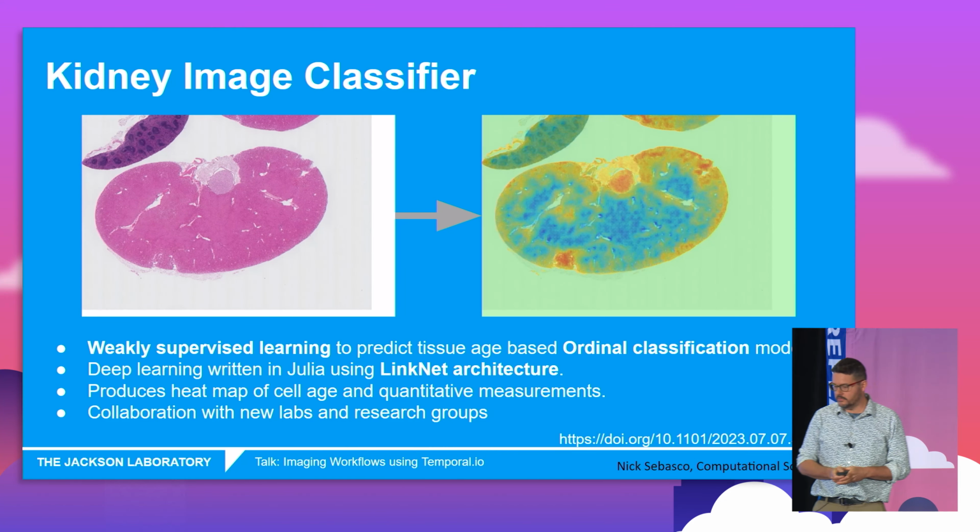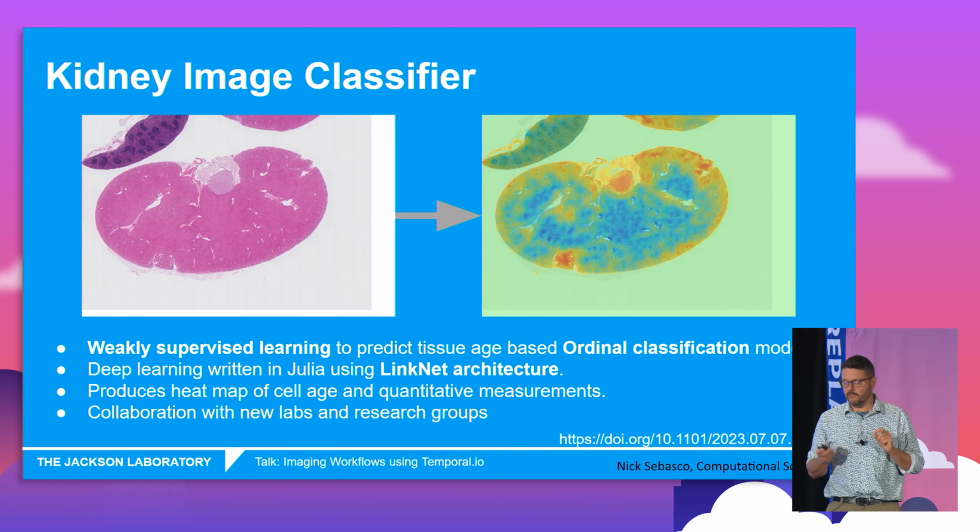So another worker we use is using weakly supervised machine learning to classify tissue age based on an ordinal classification model. And that's the one written in Julia that I mentioned, which was quite hard to make the Docker container for. What it does is it trains on a data set with a bunch of known ages of those cells, and that's your ability to estimate the age of a given cell, because you've trained the deep learning on that.